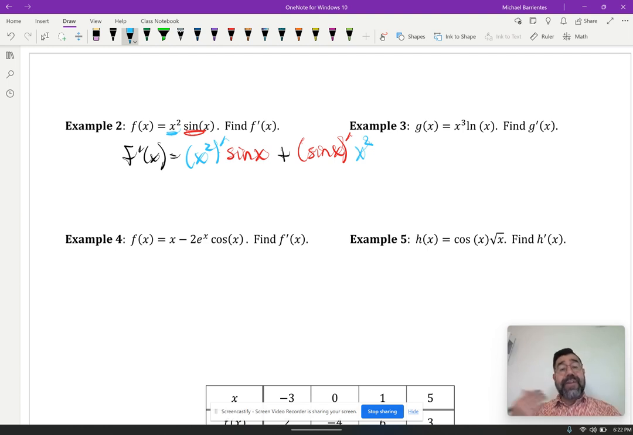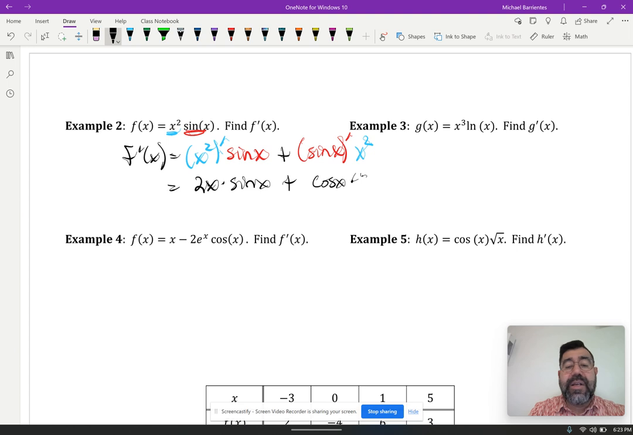I have two functions. I have x squared. I'm going to call that my first function. I have sine x. I'm going to call that my second function. So the product rule says we need to take the derivative of the first function and multiply it times the original second function. Plus, we're going to take the derivative of the second function and multiply it times the first function. After that, all I have to do is take two derivatives and I'm done. The derivative of x squared would be 2x times sine x plus the derivative of sine x is cosine x times x squared.